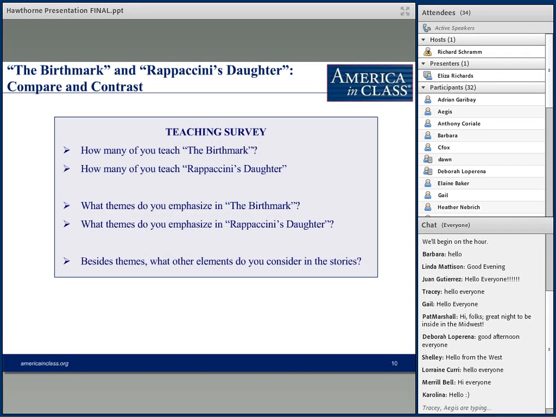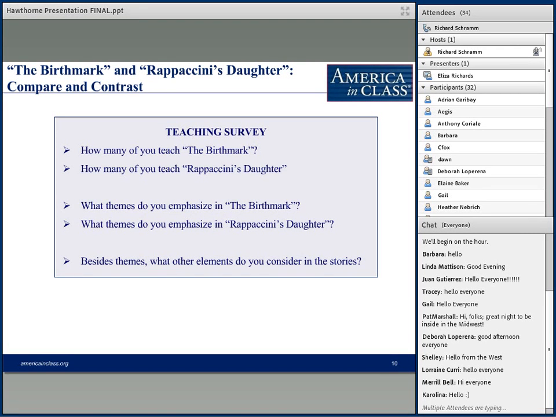And besides the themes that you might compare, because they're clearly both about crazy scientists who are obsessed with female figures that they have close emotional relationships to, what other things do you consider when you teach the stories in your courses? Okay, let us hear from you. How do you teach these two stories, if indeed you teach them?